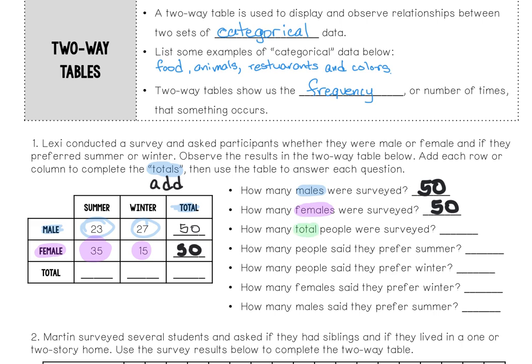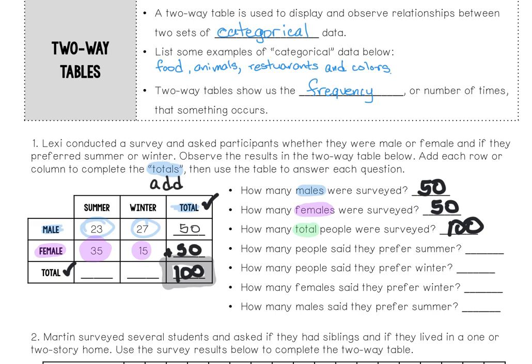Then the question says, how many total people were surveyed? So let's see how we're going to figure that out. We have female, male, we have a total, then summer, winter, and a total. Since we have 2 different categories, we need to get the total of the overall. So there's a total here, but this box right here is going to give us the overall total. So again, let's grab our calculator and add. So 50 plus 50, we have 100 people were surveyed.